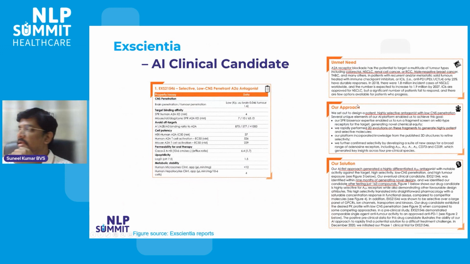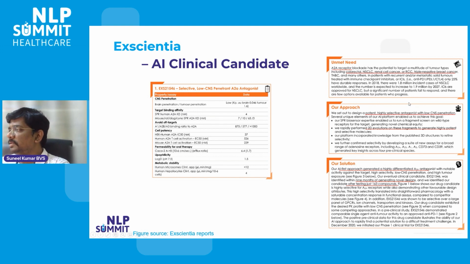And another success story is from Excentia. Again, it's an AI-designed compound, this time as an A2A receptor antagonist. It was co-invented and developed by Excentia and Evotec. Excentia designed the compound by leveraging its in-house AI-driven platform, and Evotec provided biology and chemistry capabilities. And currently the compound is in clinical trials.